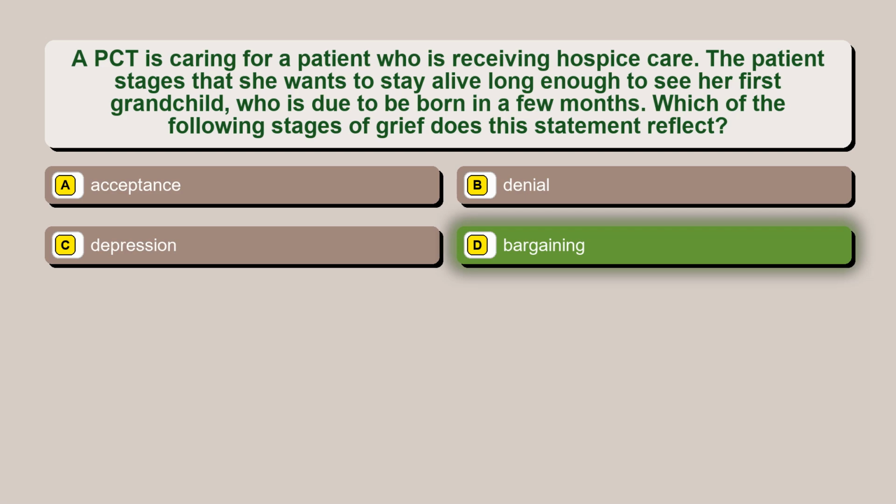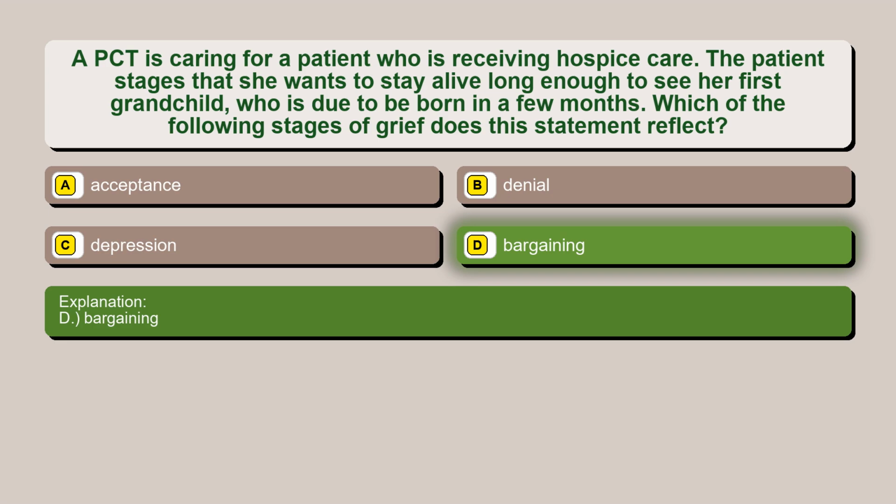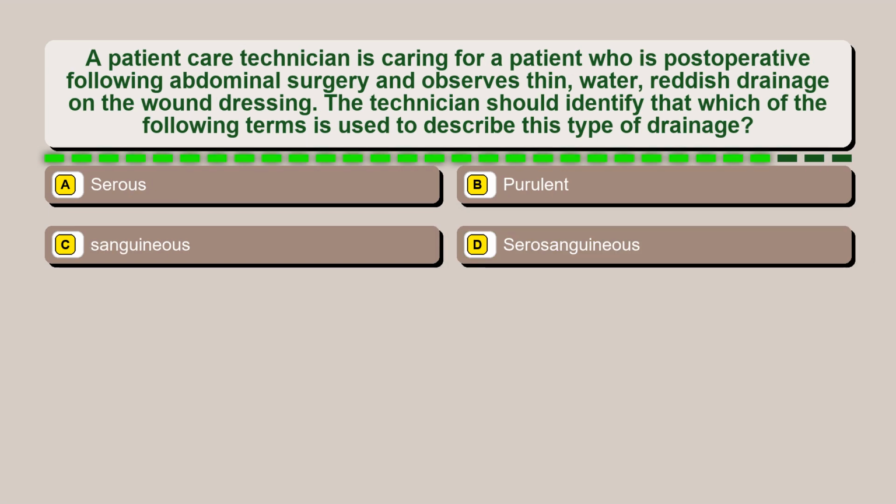The correct answer is option D, bargaining. D, bargaining. Question 63. A patient care technician is caring for a patient who is postoperative following abdominal surgery and observes thin, watery, reddish drainage on the wound dressing. The technician should identify that which of the following terms is used to describe this type of drainage. Option A, serous. Option B, purulent. Option C, sanguineous. Option D, serosanguineous.